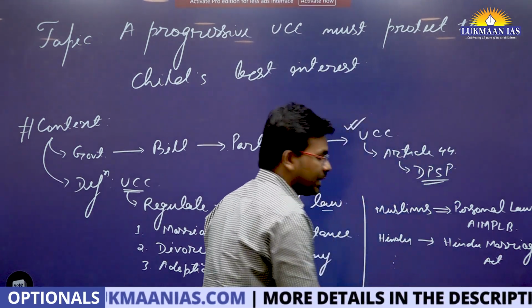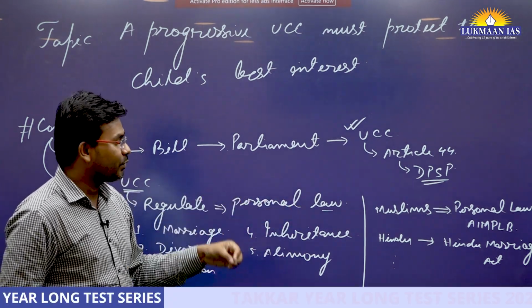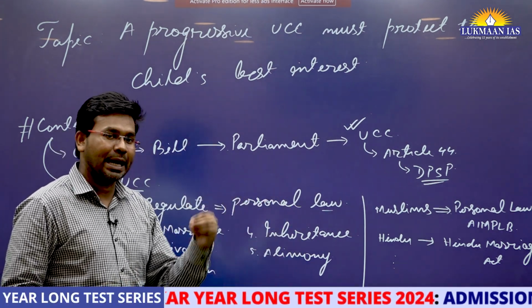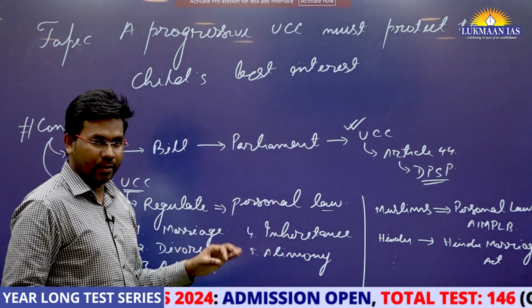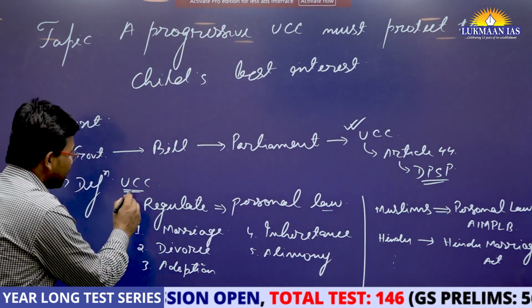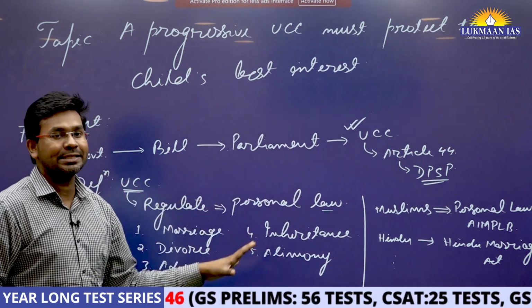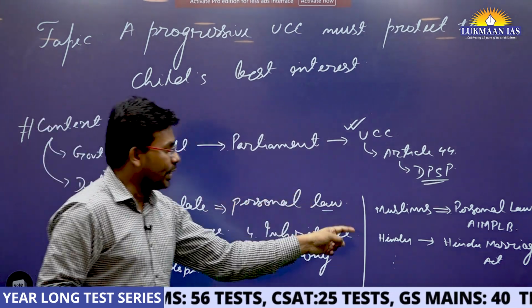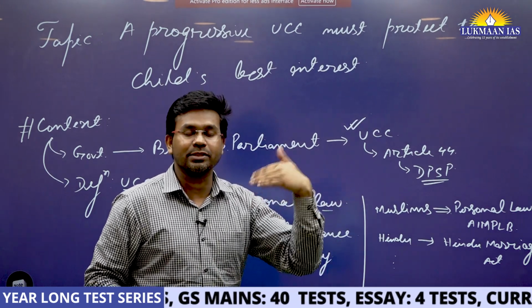And similarly, other religions also have their own personal laws that govern how they are going to get married, how divorce may happen, how the inheritance will happen. But through this uniform civil code, the government of India wants to homogenize the way these aspects are being dealt with by different religious communities, right?